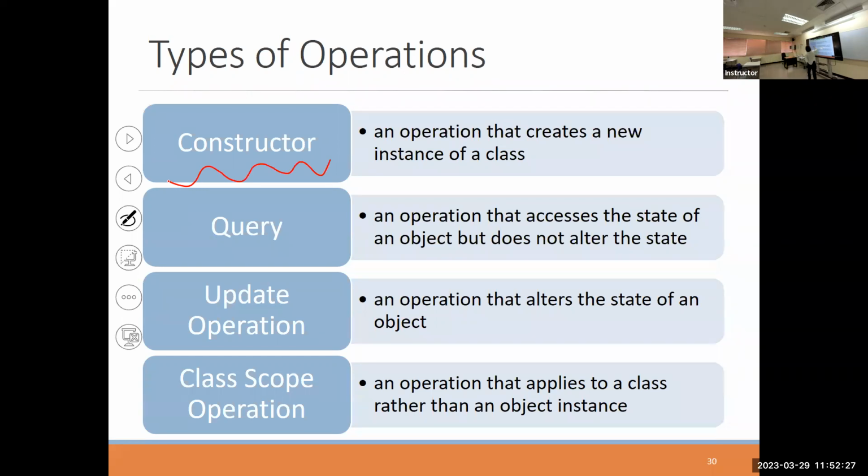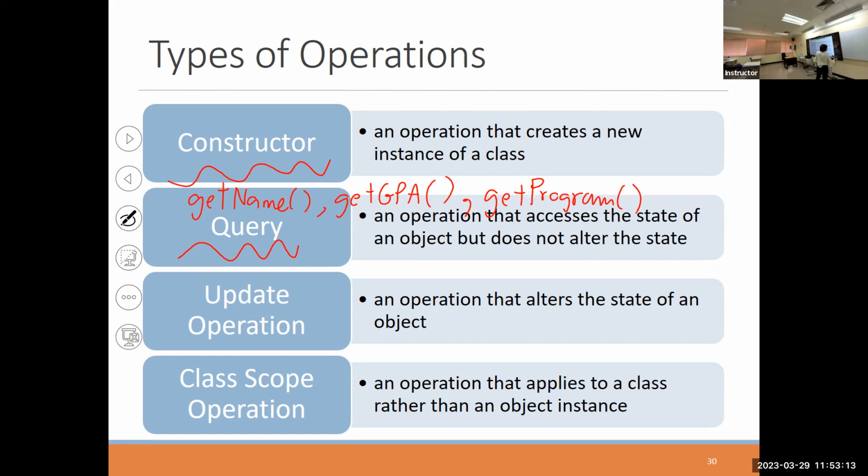Okay. Query is another type of operation that gets data, gets attribute values, and returns them to those who ask. So it's the kind of operation that answers a query, such as getName. That means it will return the name. GetGPA will return your current GPA. GetProgramOfStudy will return which program of study you belong to.